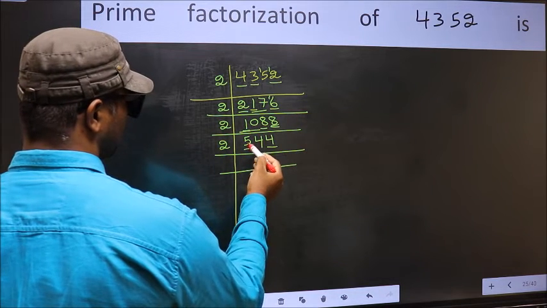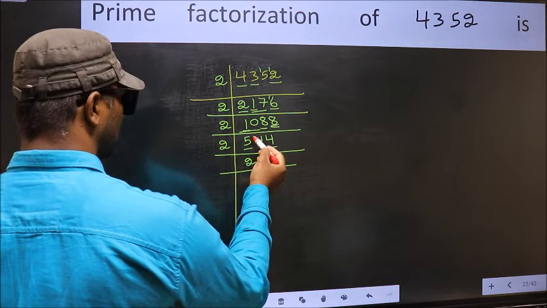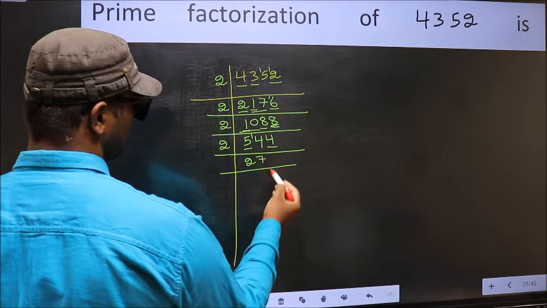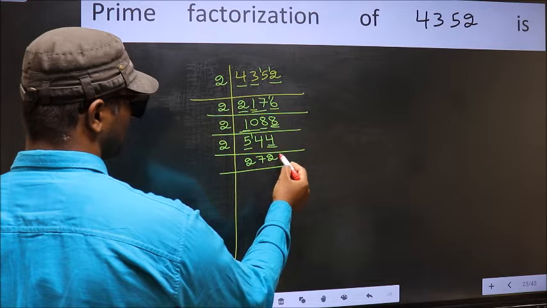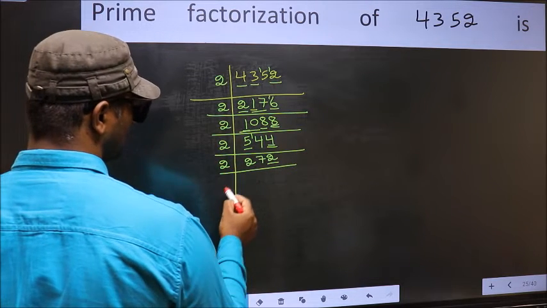First number 5, a number close to 5 in the 2 table is 2 2's 4. 5 minus 4, 1. 1 carried forward, 14. When do we get 14 in the 2 table? 2 7's 14. The other number 4, when do we get 4 in the 2 table? 2 2's 4. Now the last digit 2 is even, so take 2.